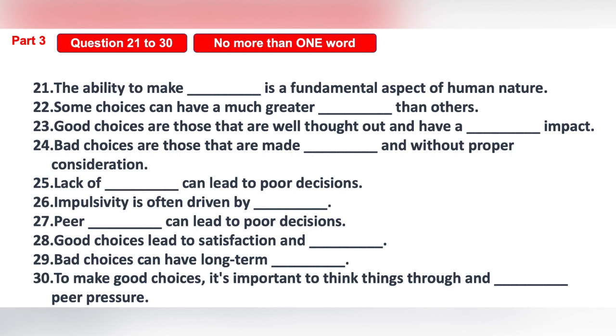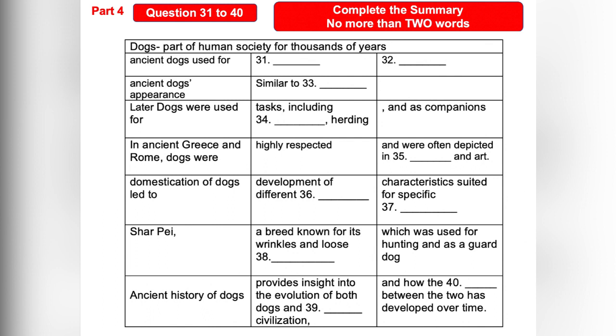You have some time to check your answers. Part 4. You have some time to look at questions 31 to 40. You will hear a lecturer discussing ancient dogs. Listen carefully and answer questions 31 to 40.